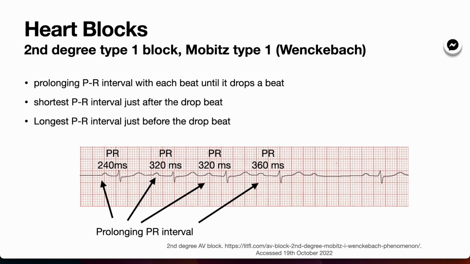You can see that the PR interval here is getting more prolonged until such time that it will simply drop a beat. It will not conduct. So this is what we call the dropped beat, which is no QRS, and the cycle will begin again. So that's the Mobitz type 1, or second degree type 1 heart block.